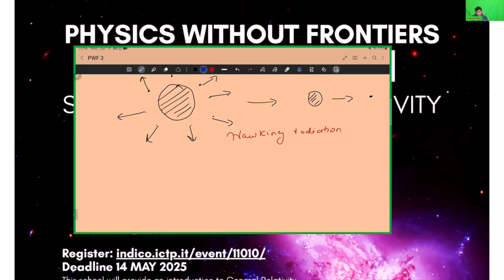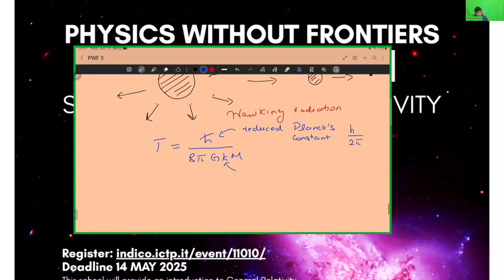This is the result of Hawking's calculation. Of course, I'm not going to do the calculation because it involves techniques from Bogoliubov transformations and quantum field theory, but the temperature turns out to be this: T = ħc³/(8πGMk). Here ħ is the reduced Planck's constant, which means that it is h over 2π. k is the Boltzmann constant, and M is the mass of the black hole. So this is called the Hawking temperature.